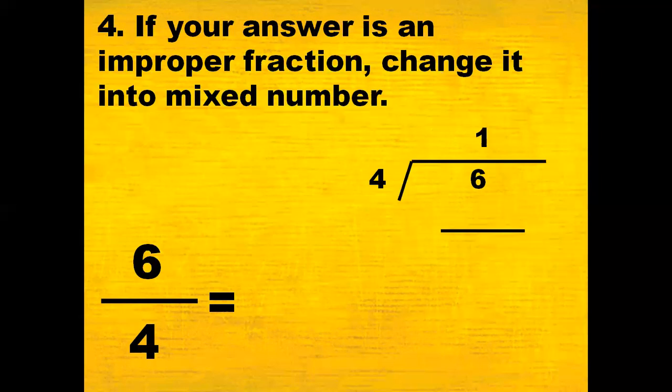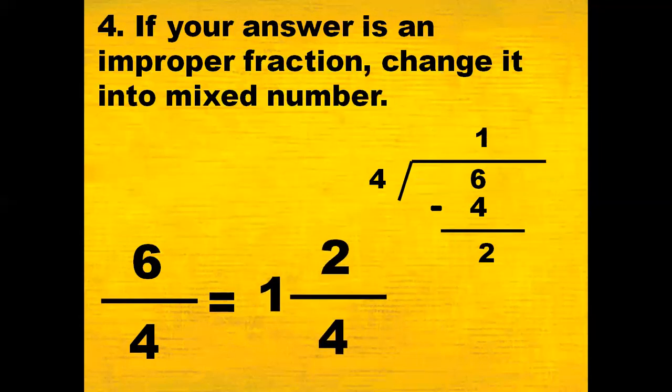1 times 4, the answer is 4. 6 minus 4, the answer is 2. And so, the final answer is 1 and 2/4. So 6/4, when we change it into a mixed number, is 1 and 2/4.